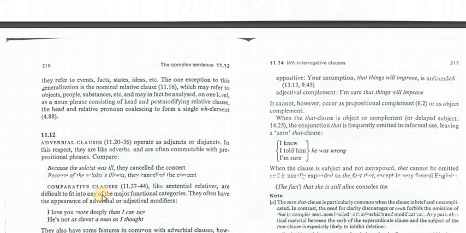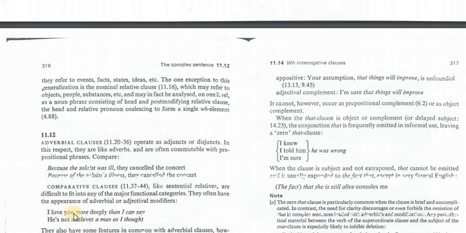Now comparative clauses عبارات المقارنة, like sentential relative clauses, are difficult to fit into any of the major functional categories. ما ممكن أنه تدخل في أي من الوظائف الرئيسية اللي هي subject, object, complement for example. They often have the appearance of adverbial or adjectival modifiers. غالبا ما تكون في مظهرها adverbial أو adjectival modifiers اللي هي محددات الصفة.